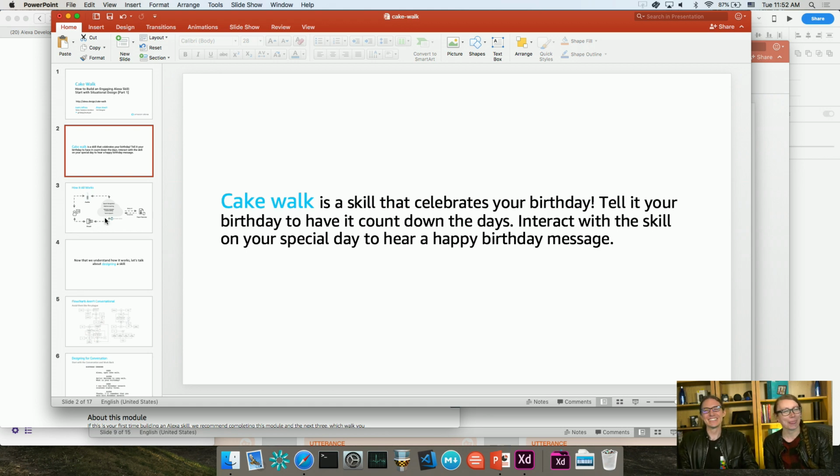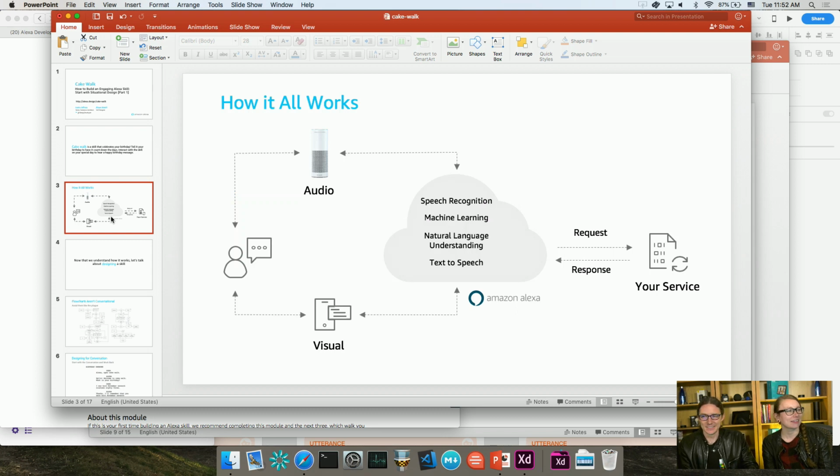So let's take a look. Whenever you're building a skill, it's good to understand how the system works. A lot of people who are starting out, maybe this is your first time building a skill, might be thinking, what do I need to know in order to build a skill? Do I need to know about natural language understanding? Do I need to know about AI and machine learning in order to build an Alexa experience? I guess the short answer is no, you don't.